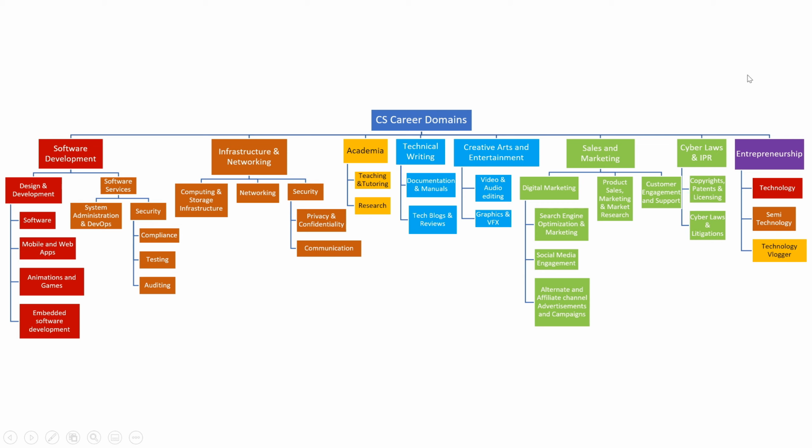As I said, as you move towards the right, it requires less coding. As you move towards the left, it requires you to be more and more technically strong. So now, based on your strength, your inclination toward hardcore software development related to data structures and algorithms, or your inclination towards networking, or towards a creative domain, or towards a domain which requires interpersonal and communication skills, you can now focus on these career domains.